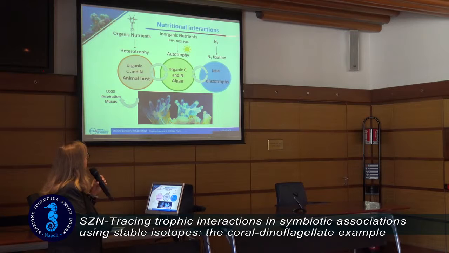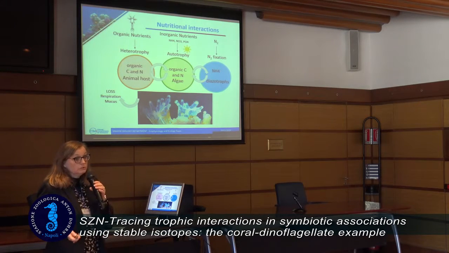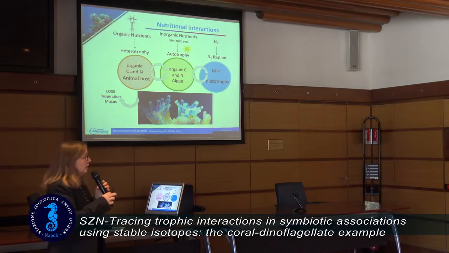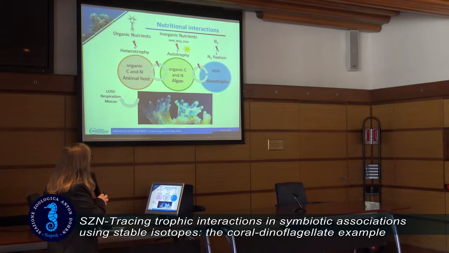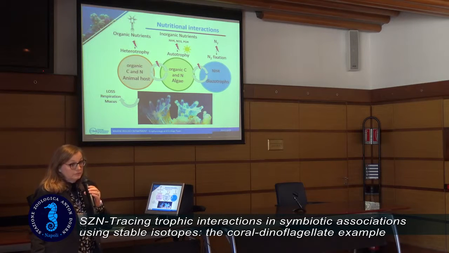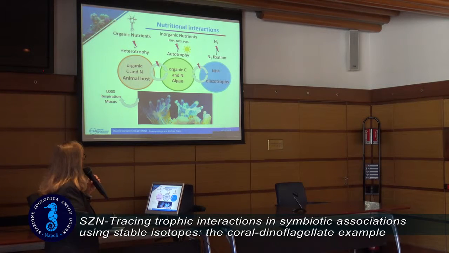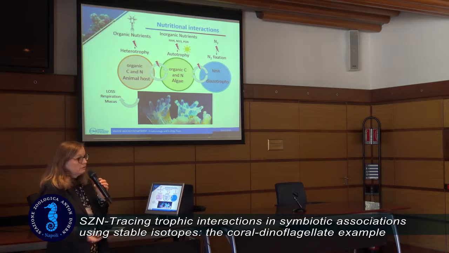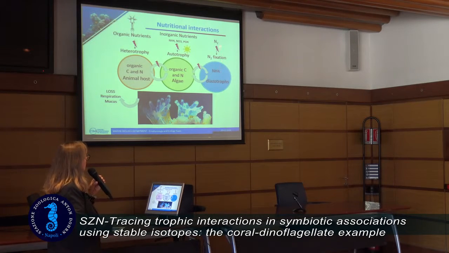And since we have a holobiont, all the nutrients are continuously exchanged between the different partners of the symbiotic association. And of course, every flux will change with the environmental conditions. So if the conditions are not favorable for N2 fixation, therefore this flux will be shut down compared to the other fluxes.